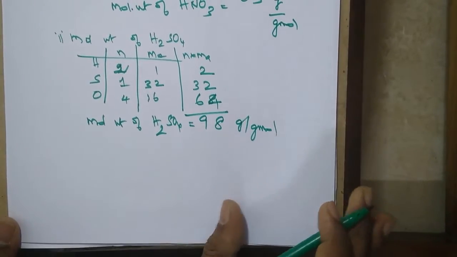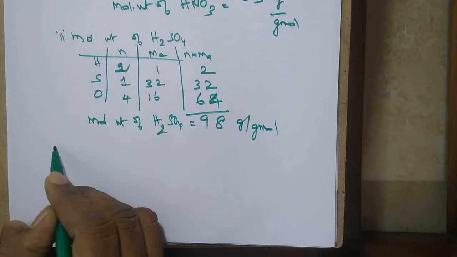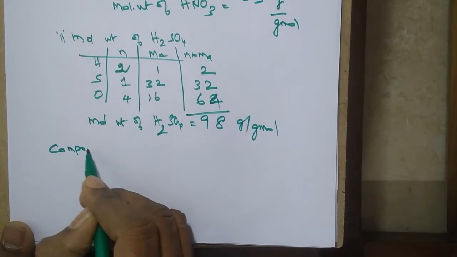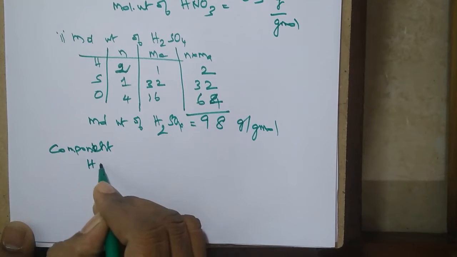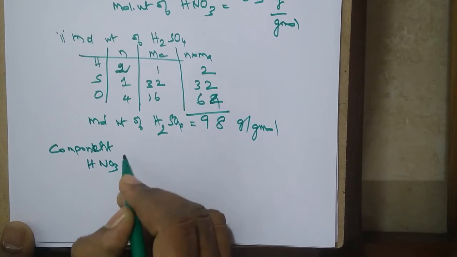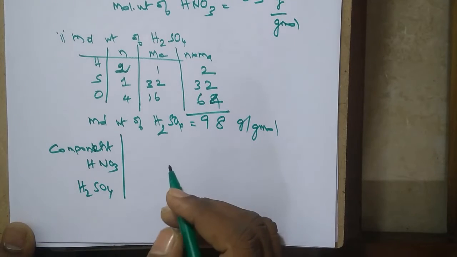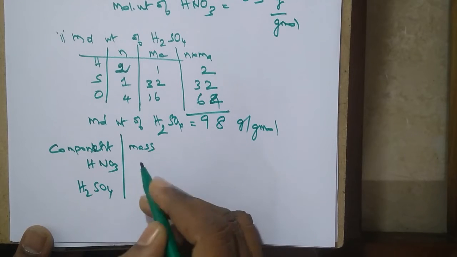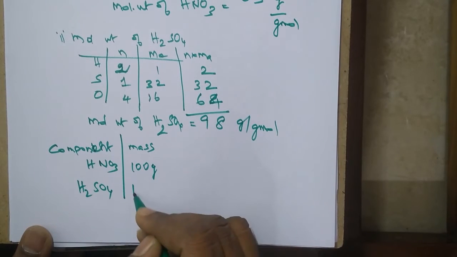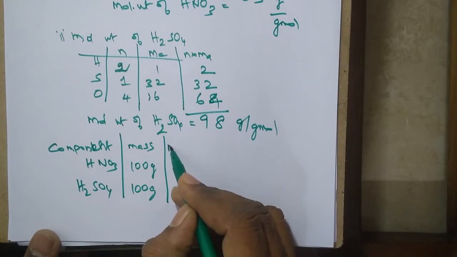Now we will make a comparison of two bottles. There are two bottles: one contains HNO3, nitric acid, and the other contains H2SO4, sulfuric acid. Both have the same mass. It is given that both are 100 grams.